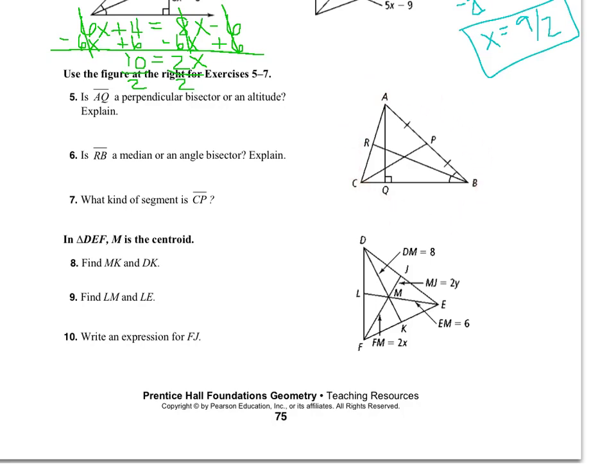In particular, for question number 5, I'm interested in segment AQ. I want to know, is it a perpendicular bisector or an altitude? Looking at AQ, I see this 90 degrees. That's why they're asking me if it's a perpendicular bisector and altitude, because those are the two segments that use a 90-degree angle. Okay, so I see that 90-degree angle, and I'm thinking perpendicular bisector or altitude.